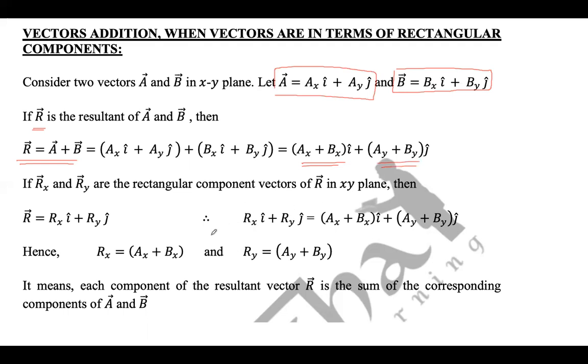the resultant vector. And so you can also say that the x component of the resultant vector is the sum of the x components of these two vectors, and the y component of the resultant vector is the sum of the y components of these two vectors. So it means each component of the resultant vector r is the sum of the corresponding components of a and b. Okay.